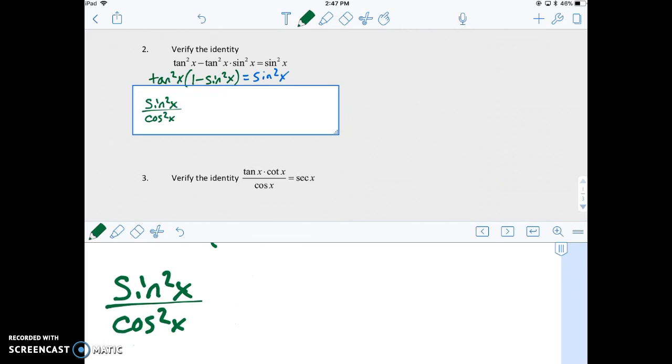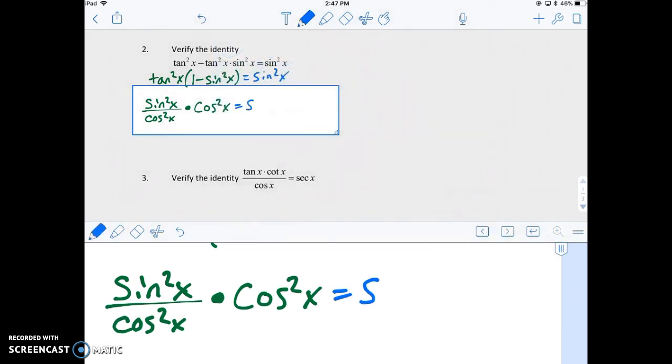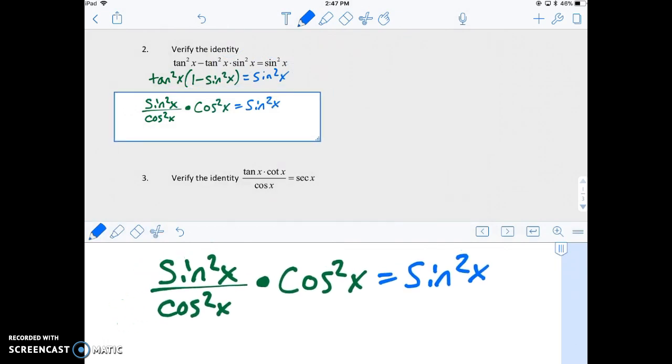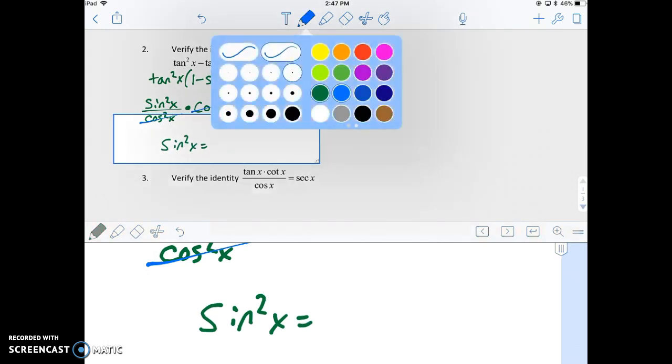And then 1 minus sine squared is one of our identities, which turns into cosine squared. It's one of those Pythagorean identities that we have. And this all still equals the sine squared. If you notice now, we have a divided by cosine squared and a times cosine squared, so those two will simply cancel out, leaving us with sine squared of x equals sine squared of x.